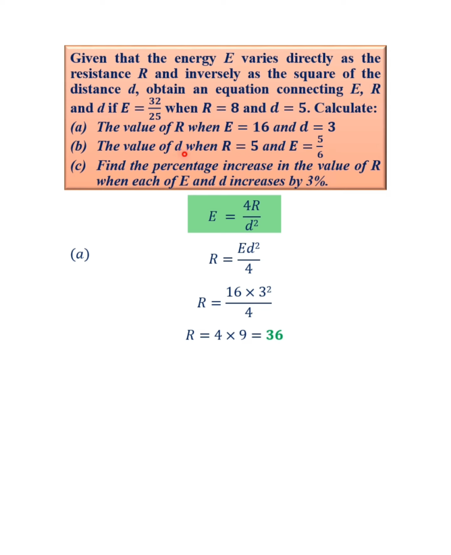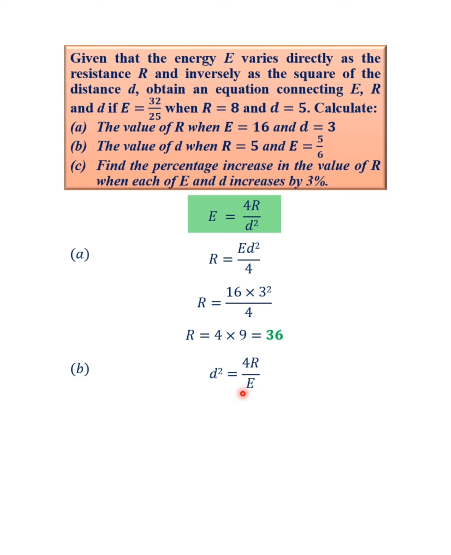In the B part, we have to find the value of D when R is 5 and E is 5 all over 6. We are looking for D, so we need to make D squared the subject of the formula first of all. If you cross multiply, you can see that D squared can multiply E. If they can multiply, then they can be swapped. So we can put D squared here as well. So for the B part, making D squared the subject of formula, we just swap D squared and E, and we have D squared equals 4R all over E.